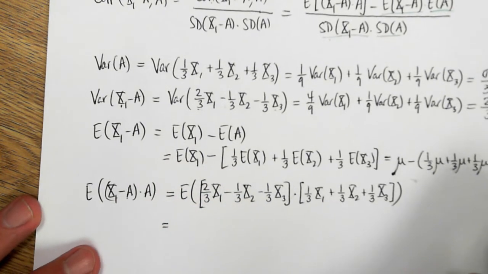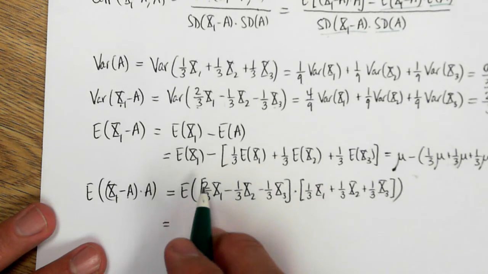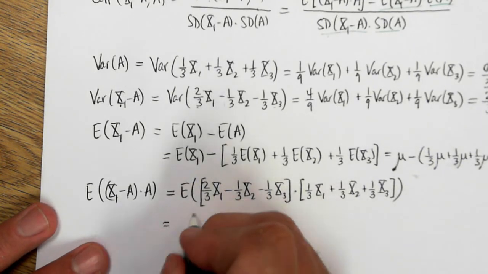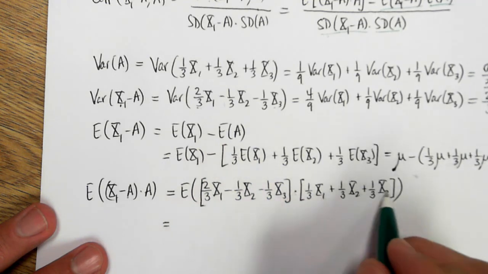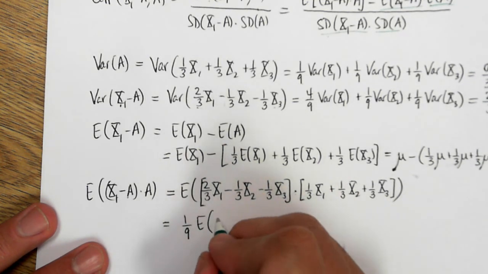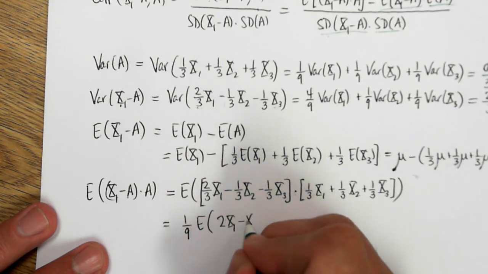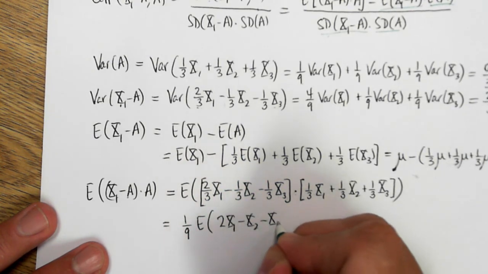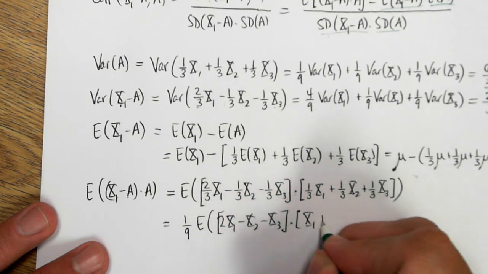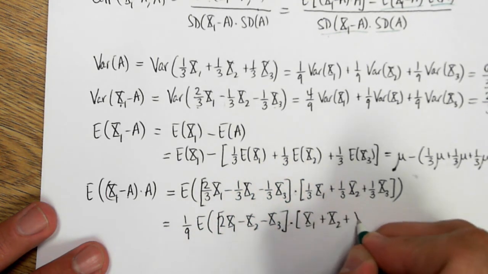All right, so let's multiply out. Well, let's see, I've got a 1/3 everywhere, so I can factor that out. If I pull the third out of this and the third out of this, that comes out as a 1/9. So the expected value of (2X1 minus X2 minus X3) times (X1 plus X2 plus X3).